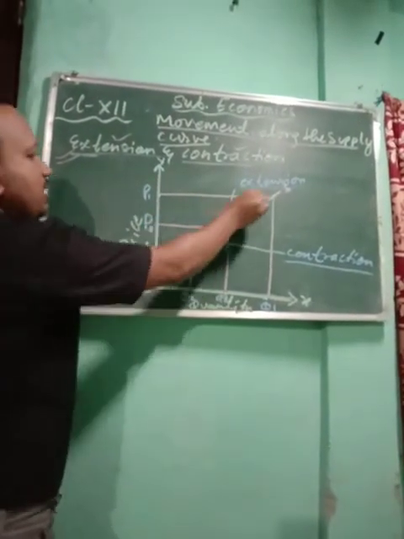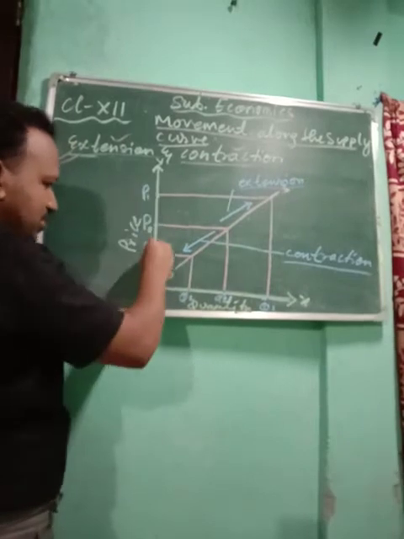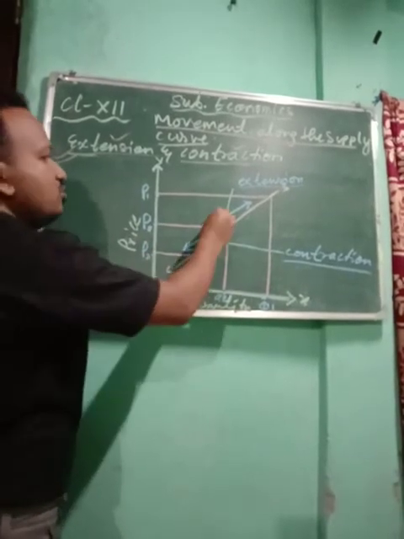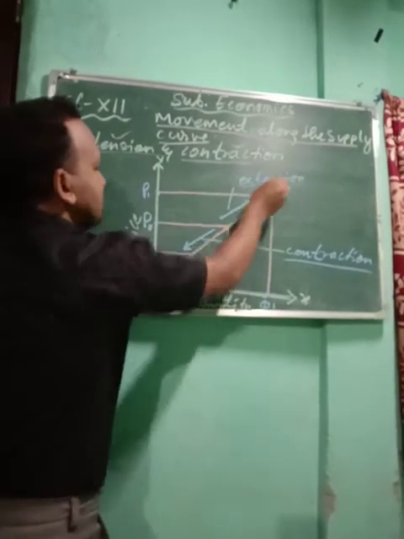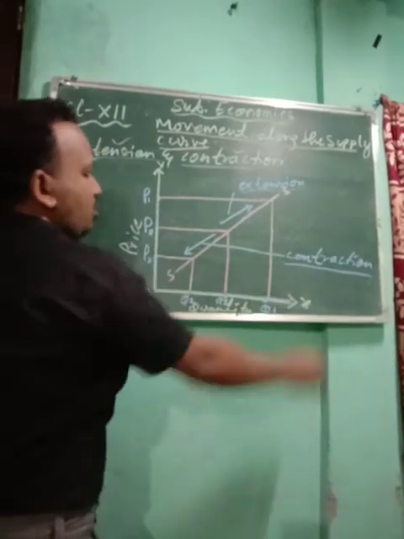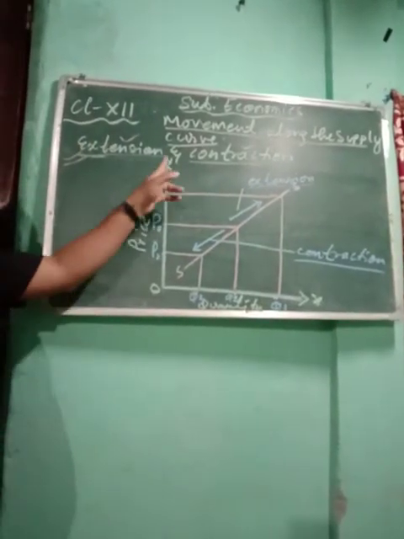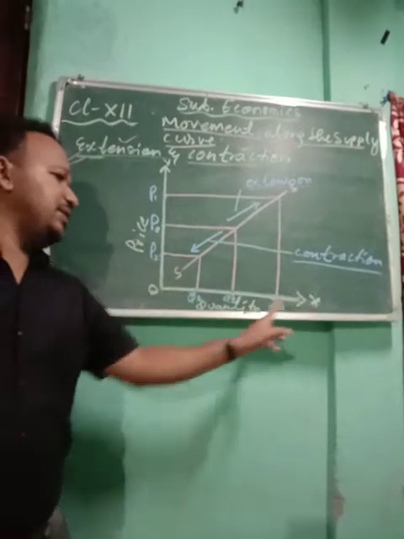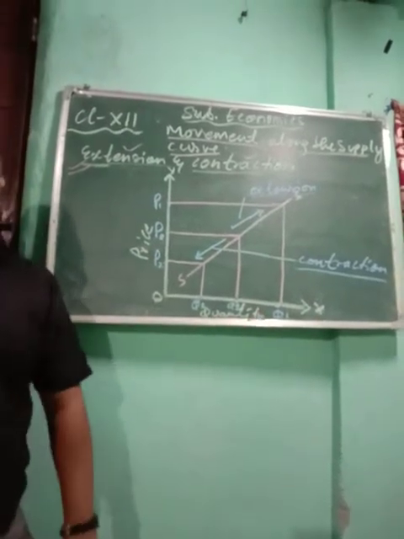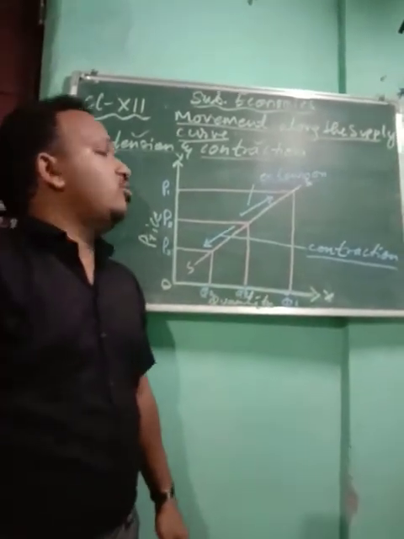The middle one you will take as a base. When price increases, quantity will increase. When price falls, the quantity will fall. So upward is showing extension, downward is showing contraction. On the y-axis, price, and on the x-axis, you will write the quantity. So this is about your movement.